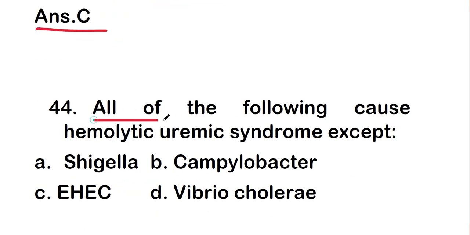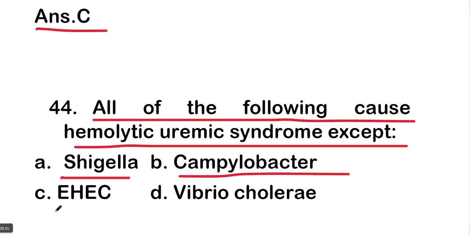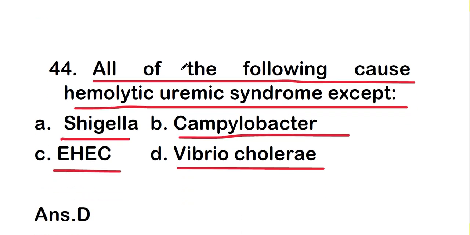So next question is, all of the following causes hemolytic uremic syndrome except Shigella, Campylobacter, EHEC, EHEC means enterohemorrhagic Escherichia coli, or Vibrio cholerae. So the right answer is option D, that is Vibrio cholerae. So Vibrio cholerae is the exception which does not cause hemolytic uremic syndrome. Okay, but the other organisms can cause hemolytic uremic syndrome.